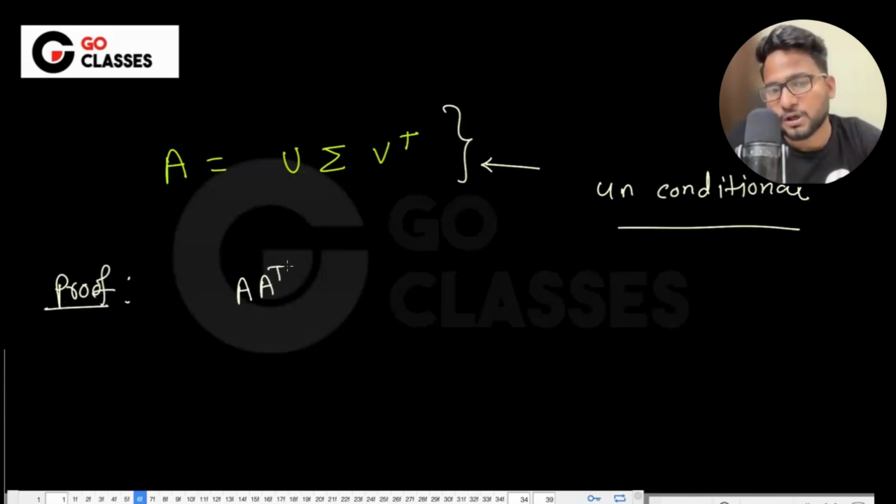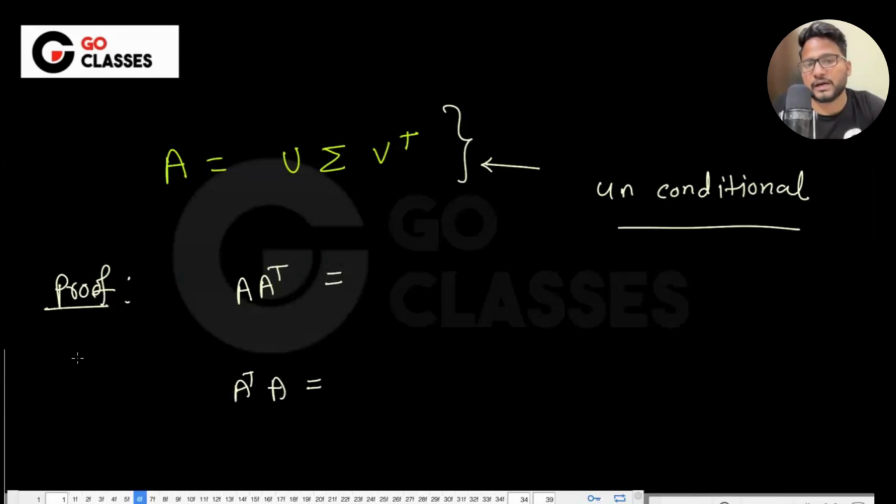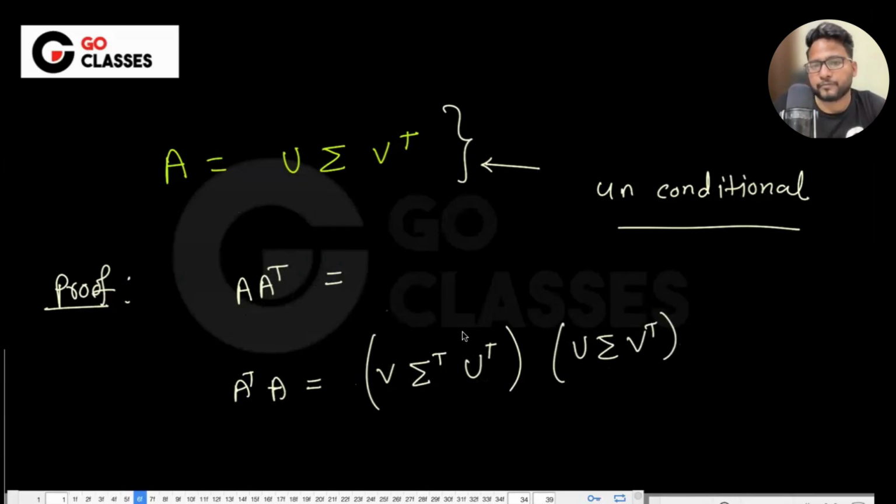We need to find what A transpose A looks like. Let me first calculate A transpose A. It will be V sigma transpose U transpose times A, and A is U sigma V transpose. So U transpose U is identity, and we get V sigma transpose sigma V transpose.